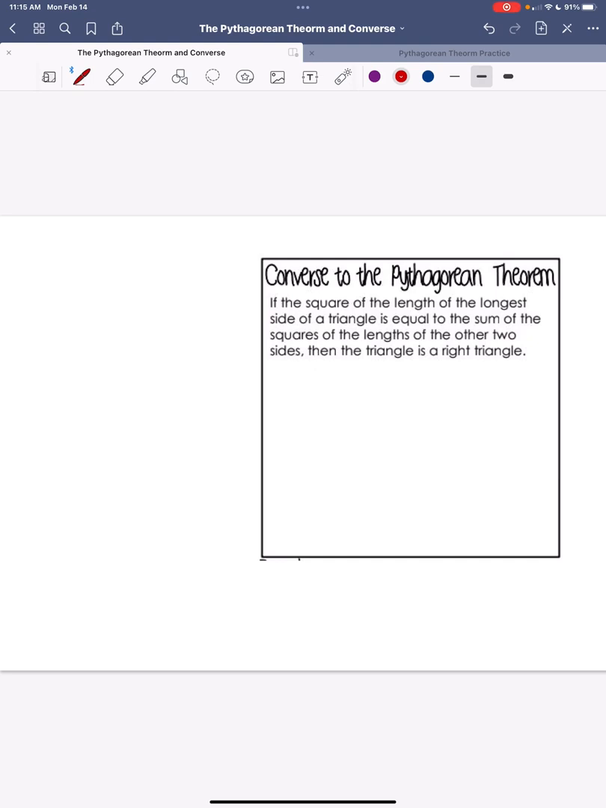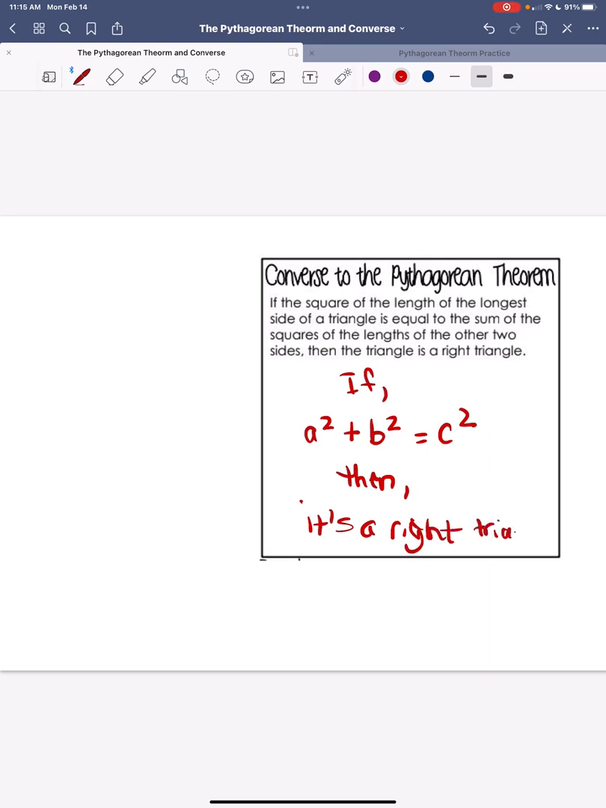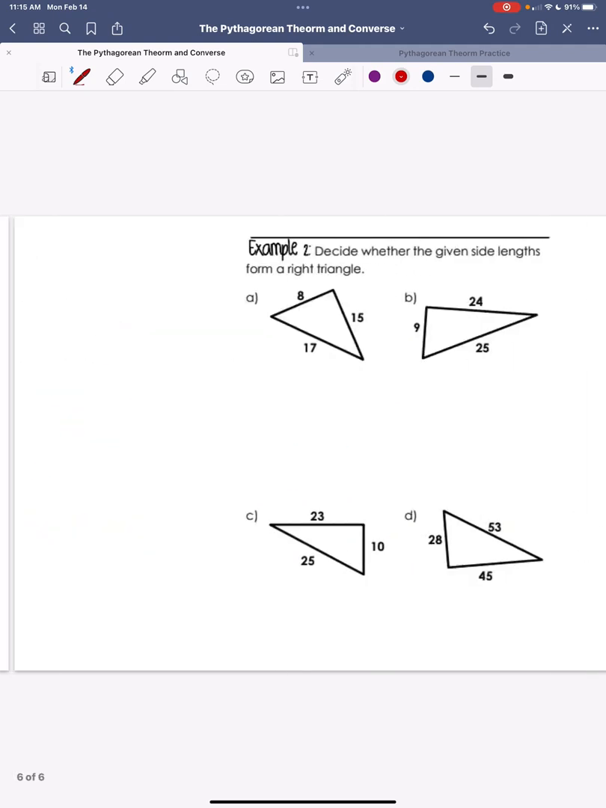So what I'd like you to write in this square are the words: if a squared plus b squared equals c squared, then it's a right triangle. All right, so we're going to do a couple of these.